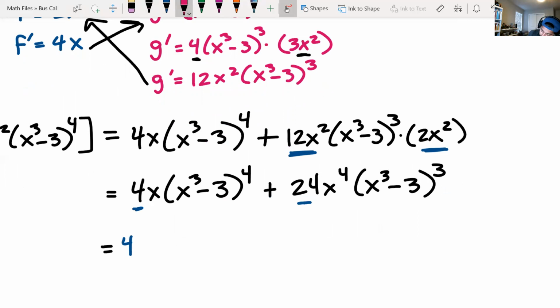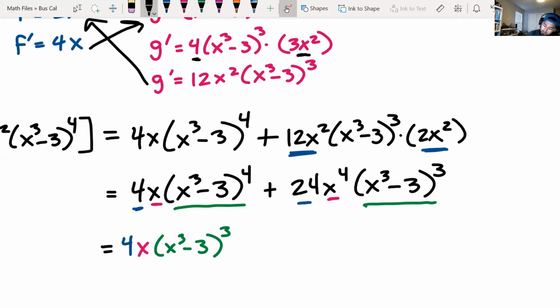And then x and x to the 4th. What could I factor out? An x. And then (x cubed minus 3) to the 4th and (x cubed minus 3) to the 3rd. How many of those could I factor out? 3. Good. There's my greatest common factor.